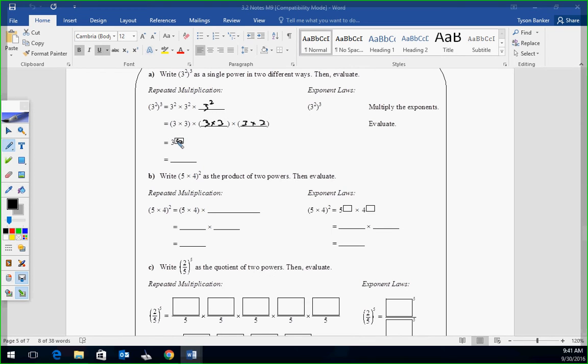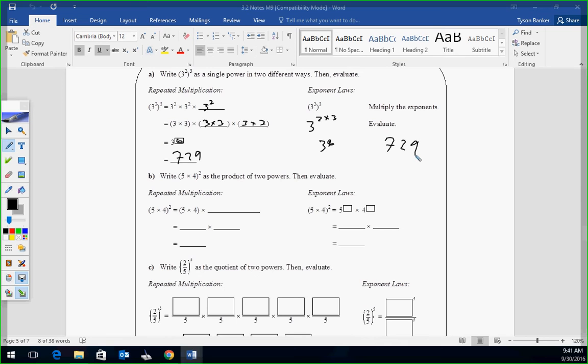And then doing our exponent laws, it'd just be 3 to the 2 times 3, which would be 3 to the 6th. Okay, what is 3 to the 6th? 729? Okay, so 729. Good.